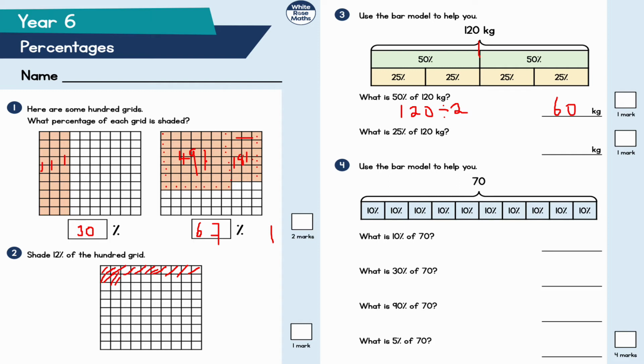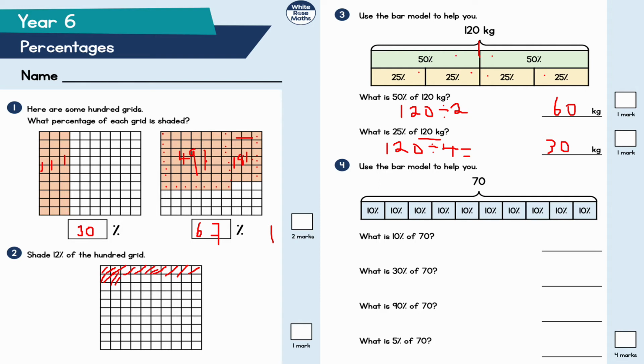The next one, what is 25% of 120? Well, this is half of a half, so I'm dividing this by 4. I'm splitting it into 4 equal bars, 4 equal parts. So I'm going to do 120 divided by 4, because hopefully some of you will recognize that 25% is equal to a quarter as a fraction in its simplest form. 12 divided by 4 is 3, and then adding the 0, it becomes 30 kilograms.